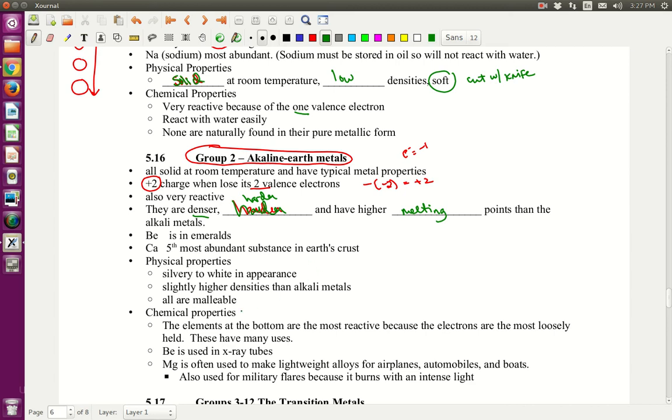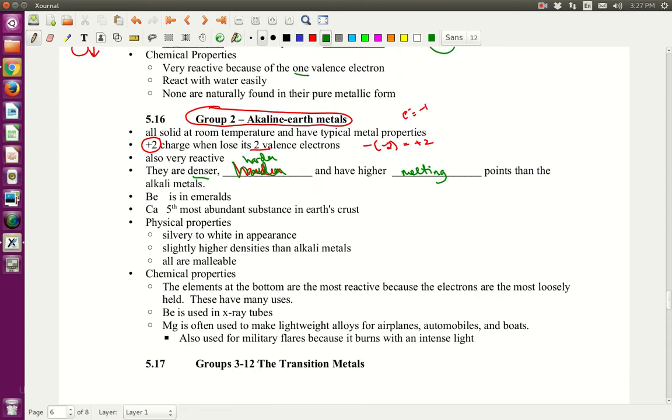Chemical properties, the elements at the bottom are the most reactive because the electrons are the most loosely held, and they have many uses. Beryllium's in X-ray tubes, and they showed you that. I think they showed you beryllium being used in that other video. Magnesium is often used to make lightweight alloys for airplanes and automobiles and boats, and it's also used for military flares because magnesium burns with an intense light. Okay, so let's go back to the videos.